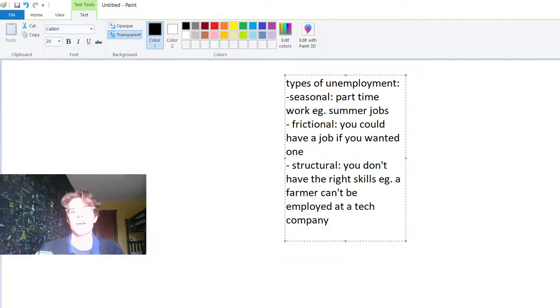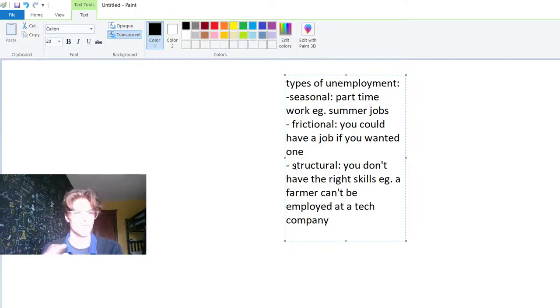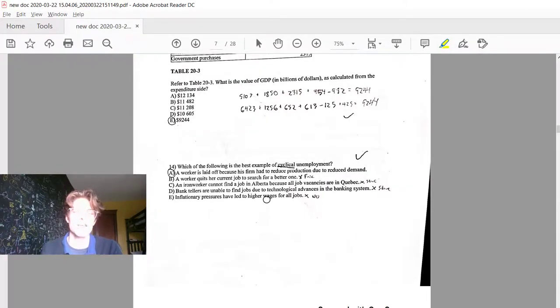And then cyclical is, I take back what I said about frictional earlier being that second thing. Cyclical is when you're laid off because of demand, if you're laid off just because there isn't enough demand. So you could have a job if you wanted one, in essence.